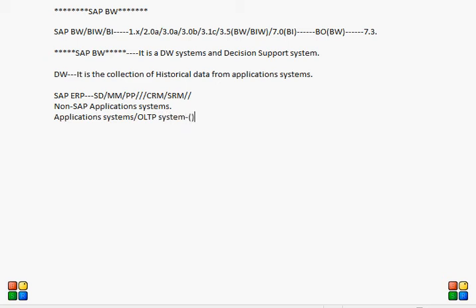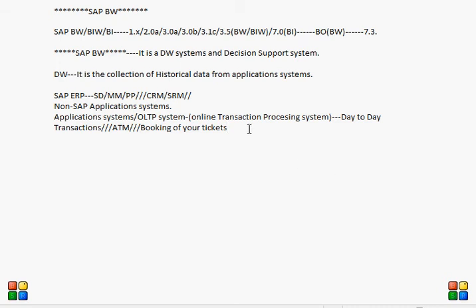which is the online transaction processing system. And this contains the day-to-day transactions. For example, ATM machines, booking of your tickets, right? So all the current transactions would be stored in your OLTP system.